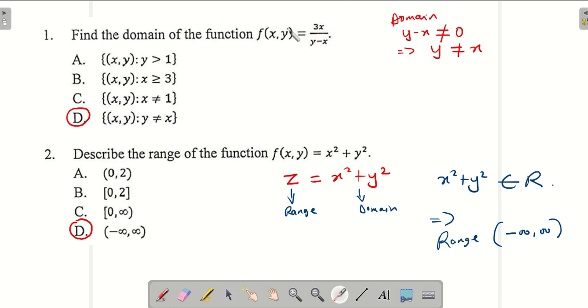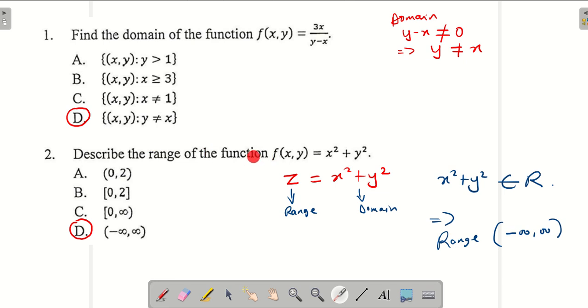to determine the domain for the function, this is a rational function. The denominator is not supposed to be 0. So you only have to say that the denominator shouldn't be 0. So y minus x should not be equal to 0. And that means that y shouldn't be equal to x. So the answer is D.